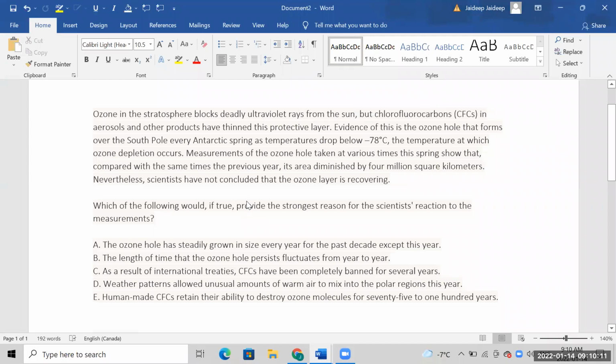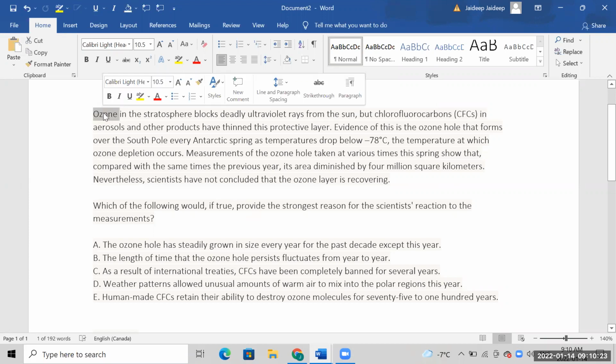Ozone in the stratosphere blocks deadly ultraviolet rays, but CFCs and aerosols and other products have thinned the ozone layer. Evidence of this is the ozone hole that forms over the South Pole every Antarctic spring as temperatures drop below minus 78, the temperature at which ozone depletion occurs.